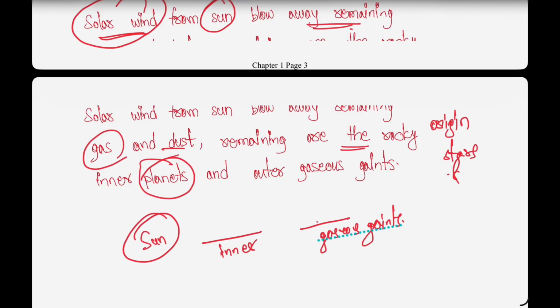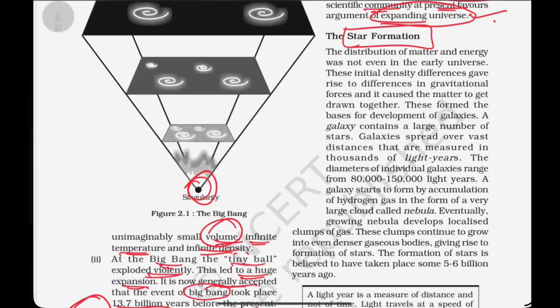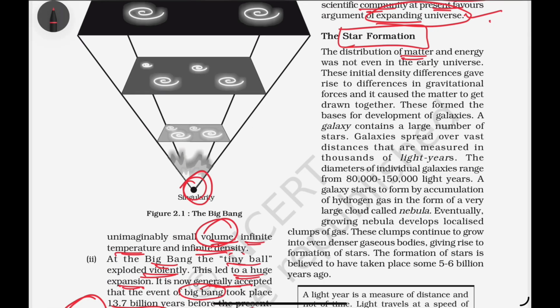Origin of stars and planets. So now we will read in the NCERT. The distribution of matter and energy was not even in the early universe. So there will be density differences, right? Because of these density differences, different gravitational forces will be there, and they cause the matter that is present to be drawn together, and these formed the basis for the development of galaxies. A galaxy contains a large number of stars, and the galaxies spread over vast distances that are measured in light years.